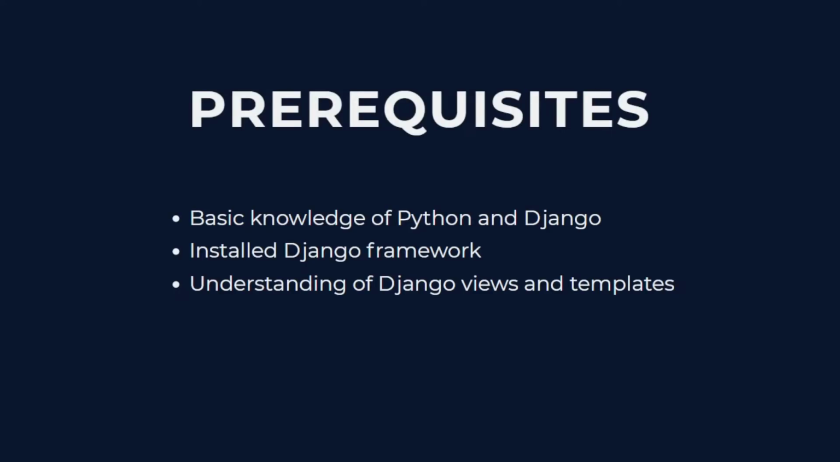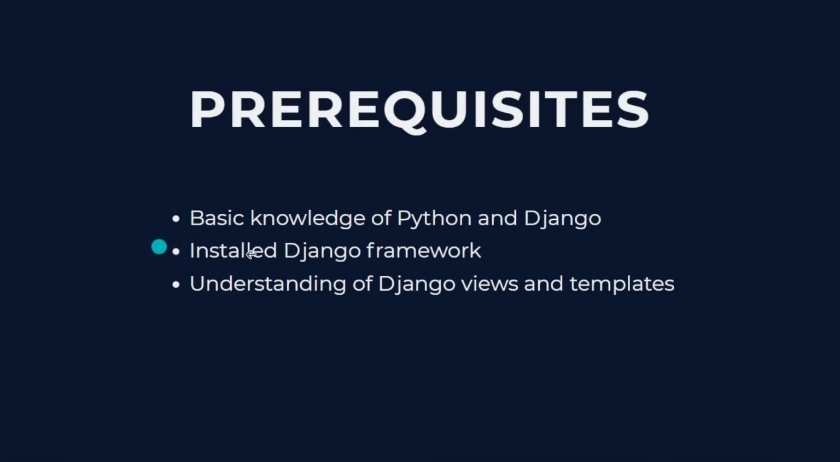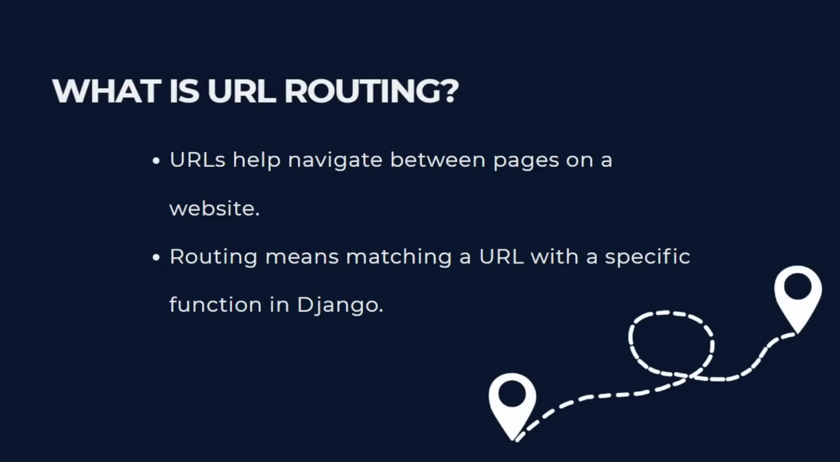Before that, we need basic knowledge of Python and Django, and we need to know how to install the Django framework in our system, and also understand Django views and templates. These are things we already discussed in the previous sessions, so don't worry about this. Now we're going to learn what is URL routing.